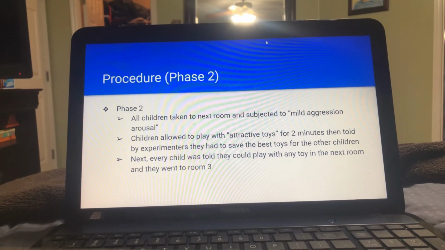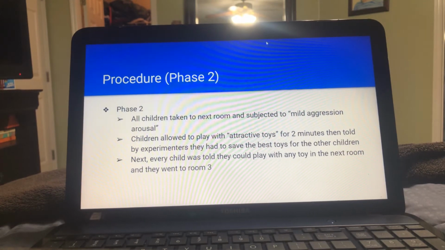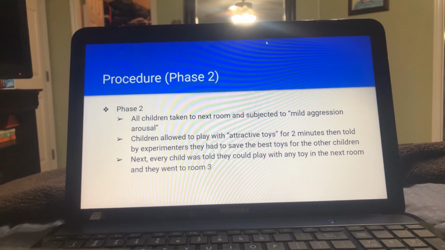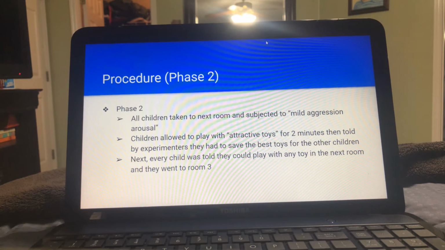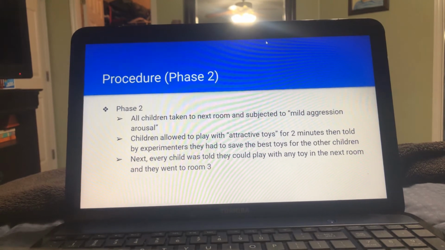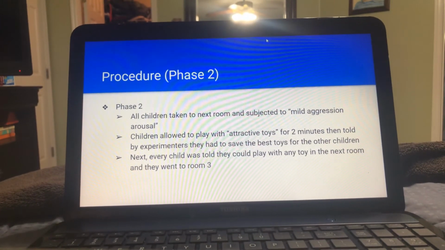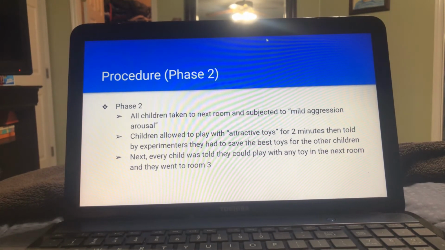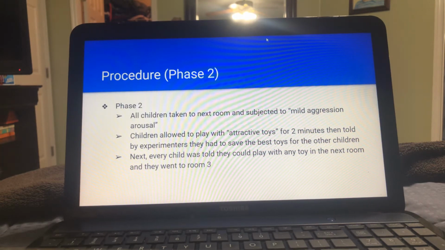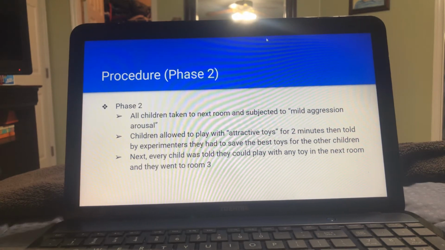Phase 2. All children were taken to the next room and subjected to mild aggression arousal. This was conducted, and the children were allowed to play with the aggressive toys for 2 minutes, and then told by the experimenters they had to save the best toys for the other children. Next, every child was told they could play with any toy in the next room, and they were all taken to room 3.